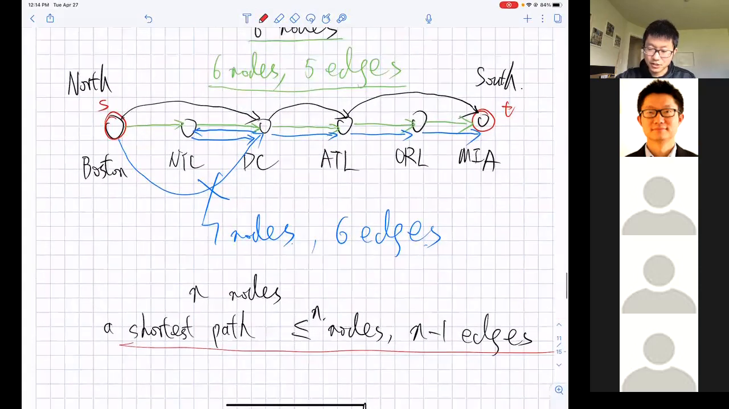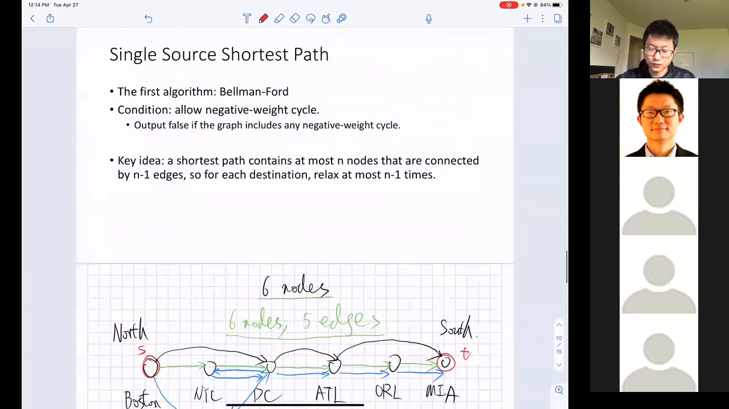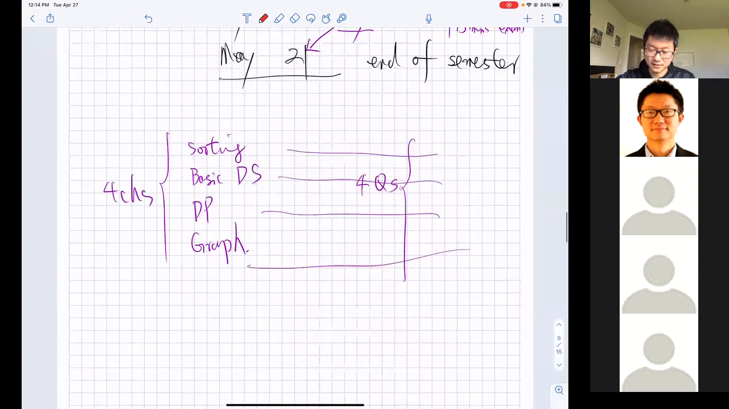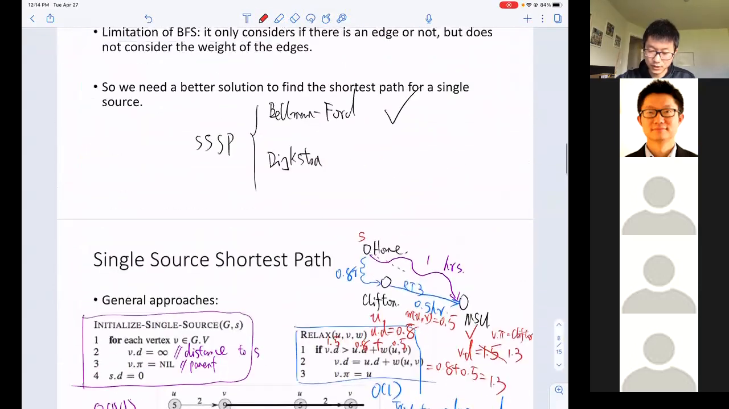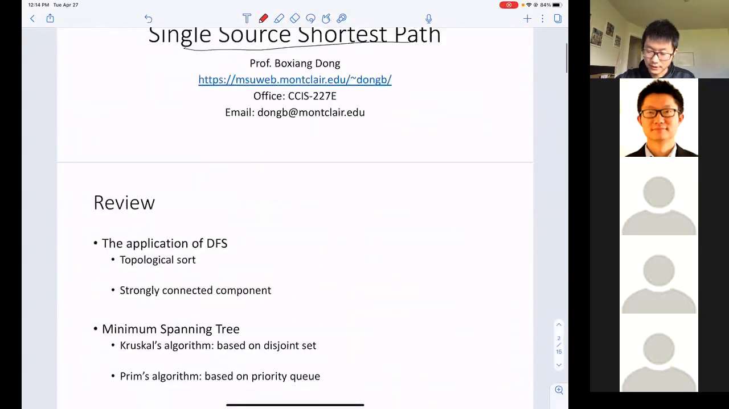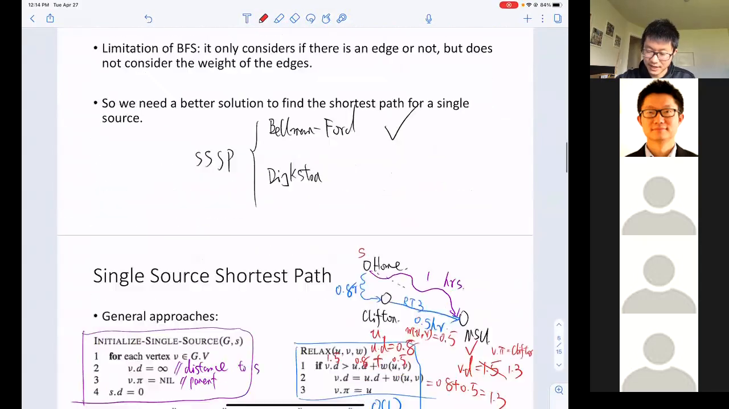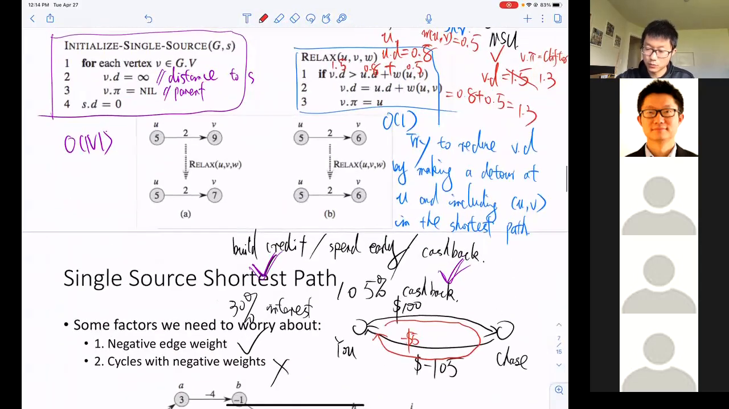So the key idea of the Bellman-Ford algorithm is again going to be related to the relax algorithm. What do we do in the relax algorithm? In the relax algorithm, we try to reduce the shortest distance by making a detour at the node U, and including the edge in the shortest path. Correct?